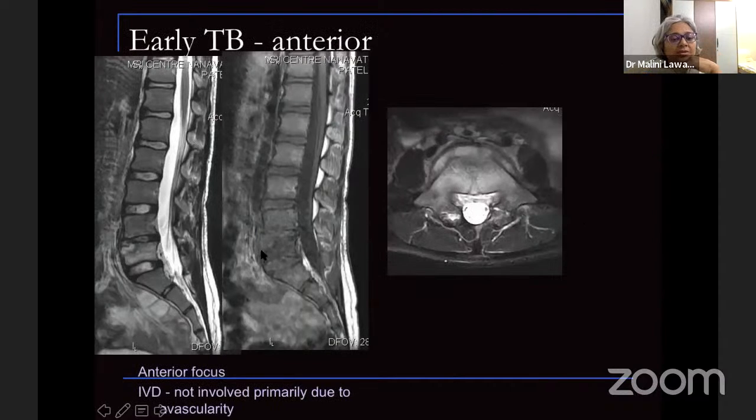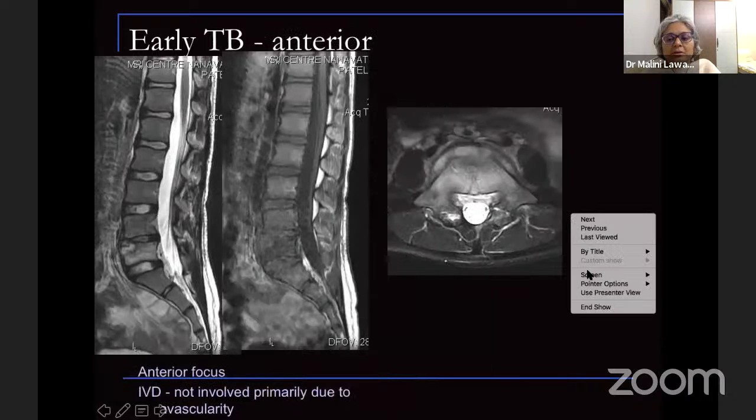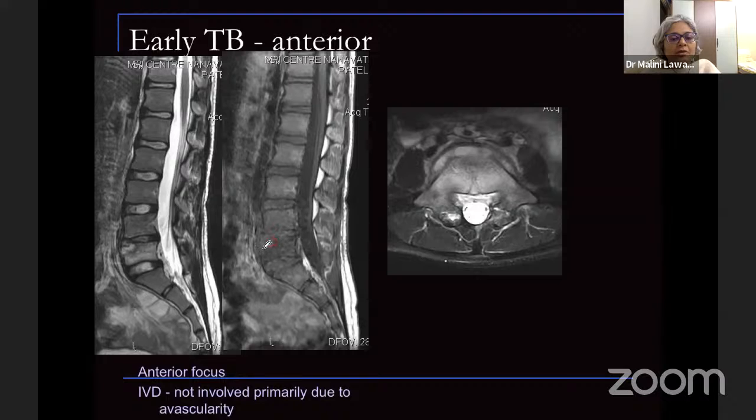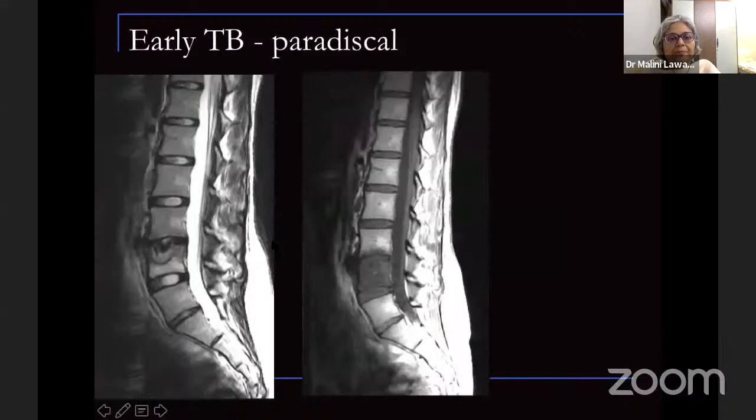Early tuberculosis, for example, here usually may have an anterior focus. So here in the anterior superior portion of the vertebral body, you have involvement, and that can further increase. Here you have this pre and paravertebral soft tissue component, and this is the lesion in the bone, and the rest of the bone, which is looking dark on T1 and bright on T2, that's all marrow edema. This is the focus of the infection.